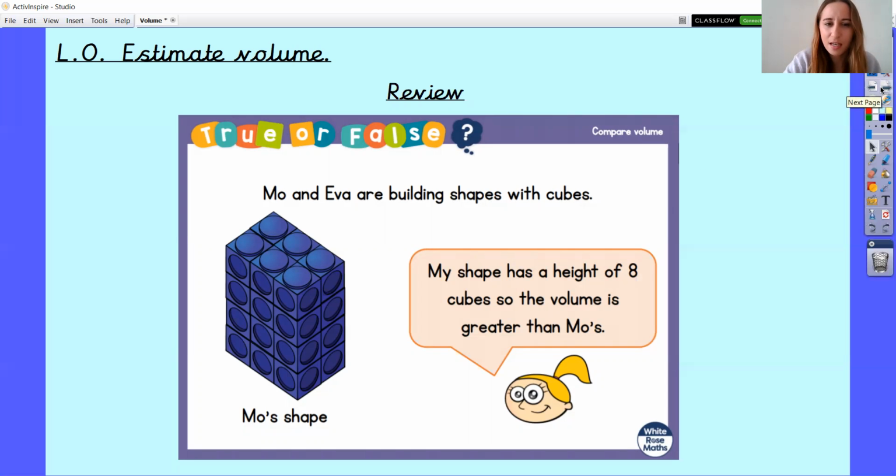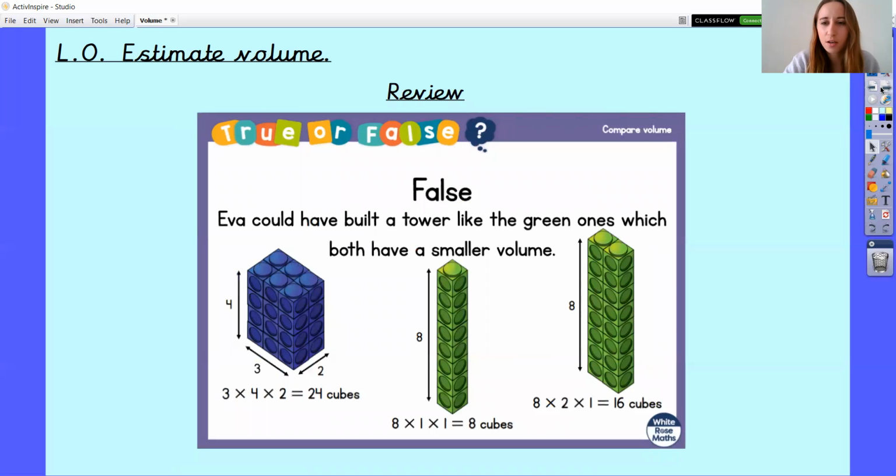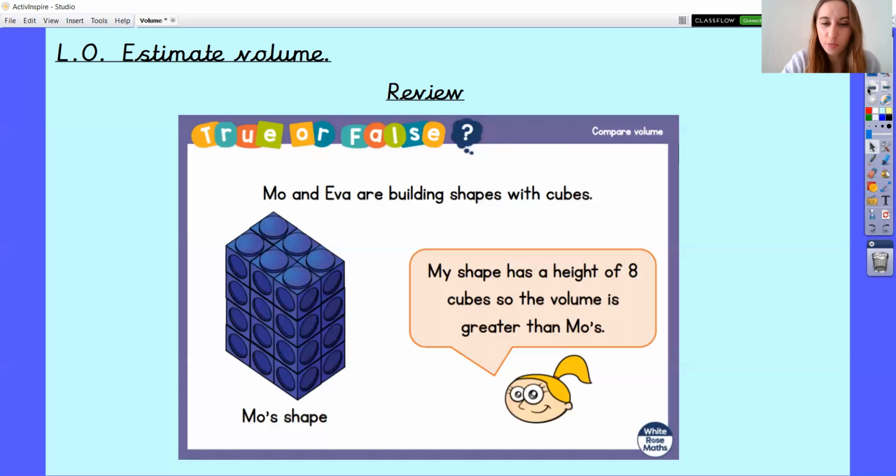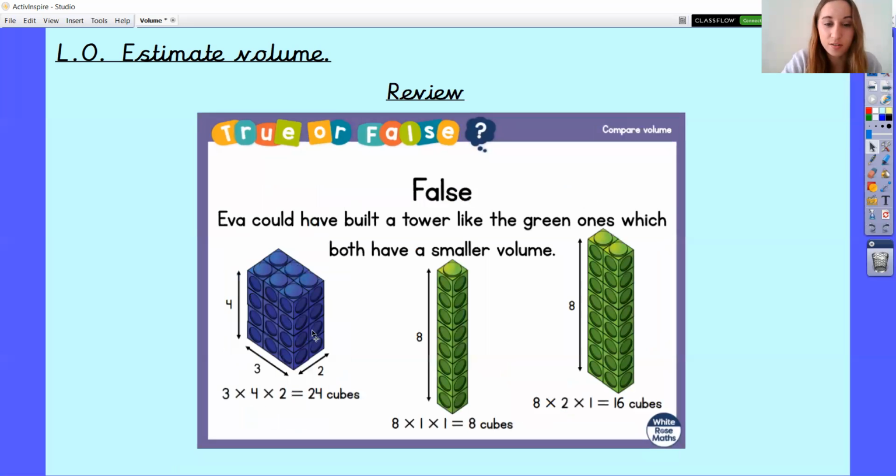Right, let's have a think about that then. So I suppose that it could have been true, but it also could be false. So I kind of think it could have been true. Yes, her shape could have had a greater volume because it could have been 8 cubes tall and then also had a greater volume. But also it could have been false. And this is the reason.